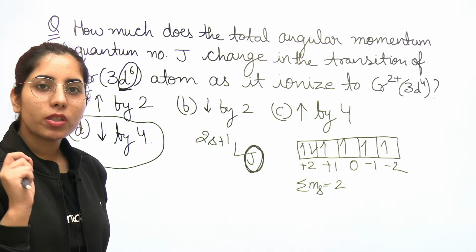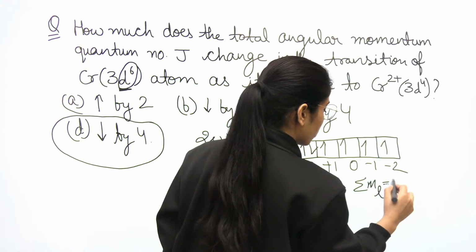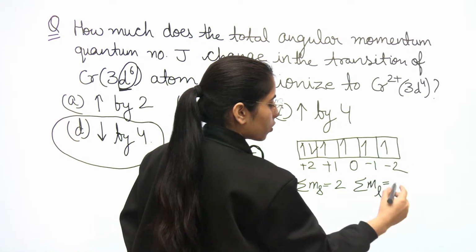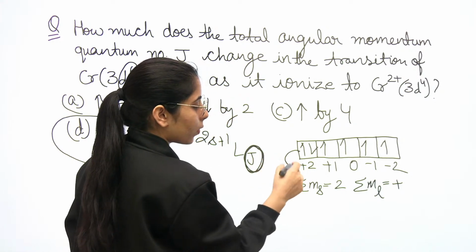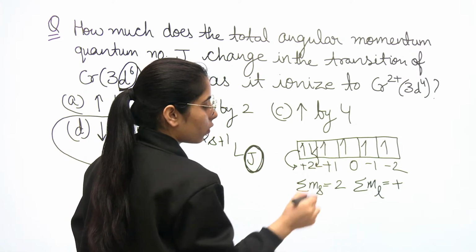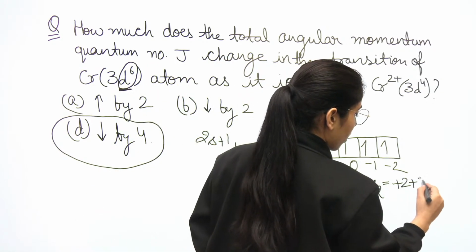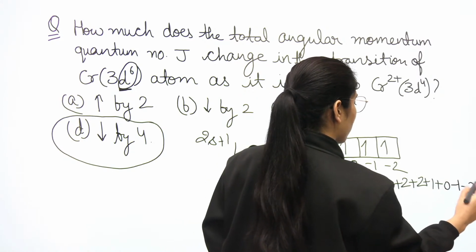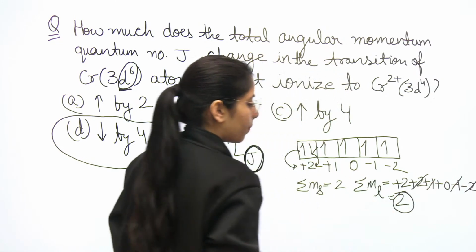If I'm talking about summation ML values, they will be plus 2, plus 2, plus 1, then 0, minus 1, minus 2, right? All of them. This one electron is having the ML value as plus 2. This is also having the ML value plus 2. This one plus 1. Like that you have to write all of them. Plus 2, plus 2, plus 1, 0, minus 1, minus 2. Cancel, cancel, cancel, cancel. You are going to have just 2 as the ML value.